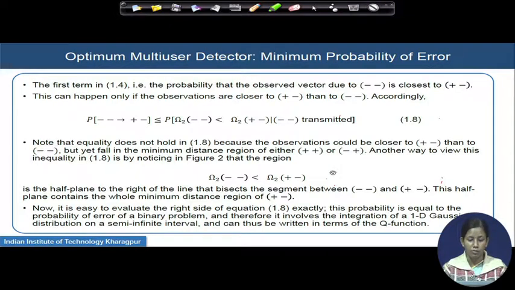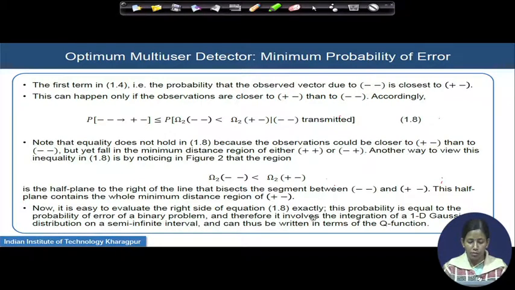The first wrong decision comes into the picture, and this situation leads us to the fact that the probability of double minus transmitted but plus minus received is less than the probability that, for the two users, double minus is closer than plus minus given that you transmitted double minus. Note that this equality does not hold, because this observation could be closer to plus minus than to minus minus, but yet fall in the minimum distance region of either plus plus or minus plus.